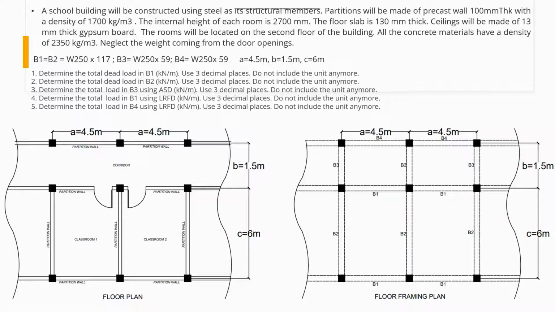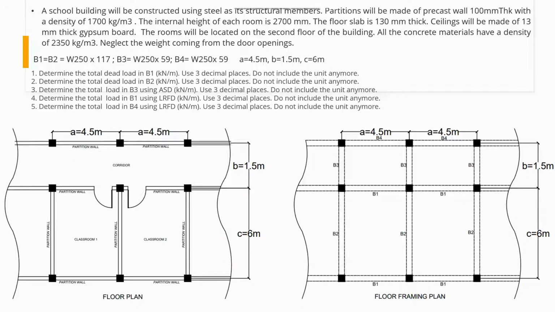A school building will be constructed using steel as its structural members. Partitions will be made of precast wall that is 100 mm thick with a density of 1,700 kg per cubic meter. The internal height of each room is 2,700 mm. The floor slab is 130 mm thick. Ceilings will be made of 13 mm thick gypsum board. The rooms will be located on the second floor of the building. And all the concrete materials have a density of 2,350 kg per cubic meter. So neglect the weight coming from the door openings.